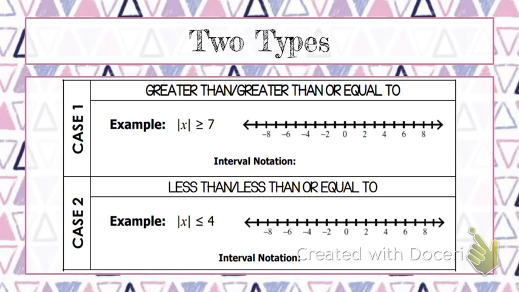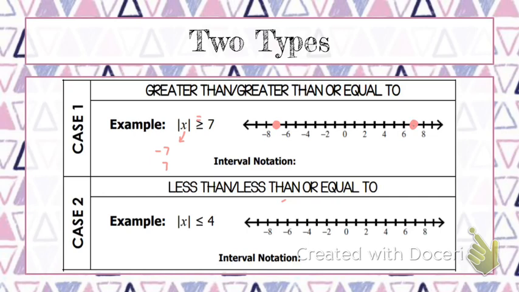So if we know that the absolute value of x has to be greater than or equal to 7, this value of x, if this were equal, we would say that x could be -7 or +7, correct? So let's just go ahead and mark those on our number line.